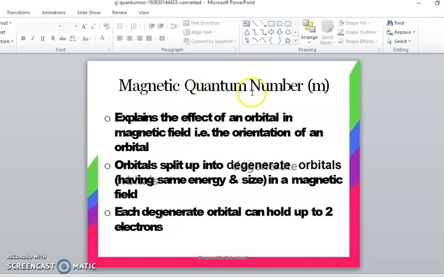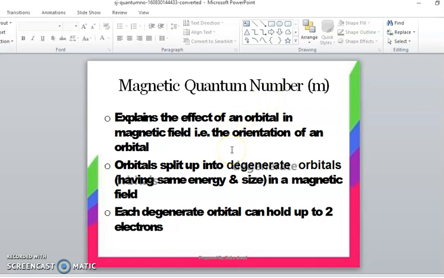Now we discuss the magnetic quantum number. It explains the effect of a magnetic field on an orbital. Remember your Zeeman effect. What was the Zeeman effect? If you place an energy level or an orbital in an applied magnetic field, it will split. It will divide into different sub-energy levels. That we discussed when we studied the Zeeman effect. So that can be explained with the help of the magnetic quantum number.